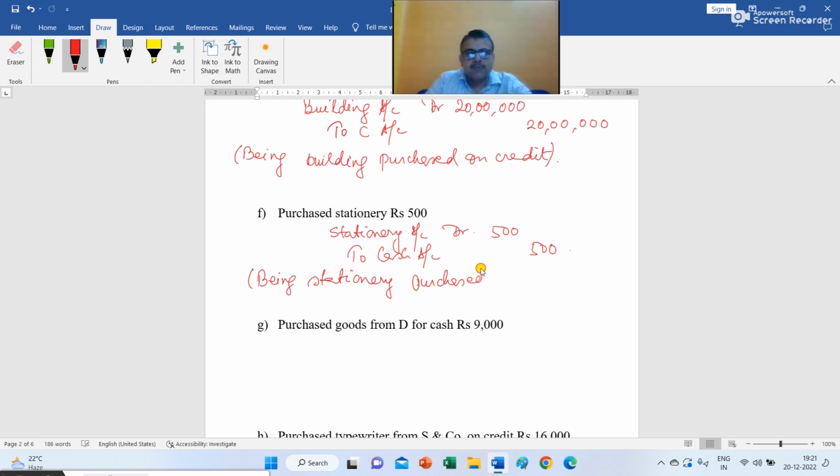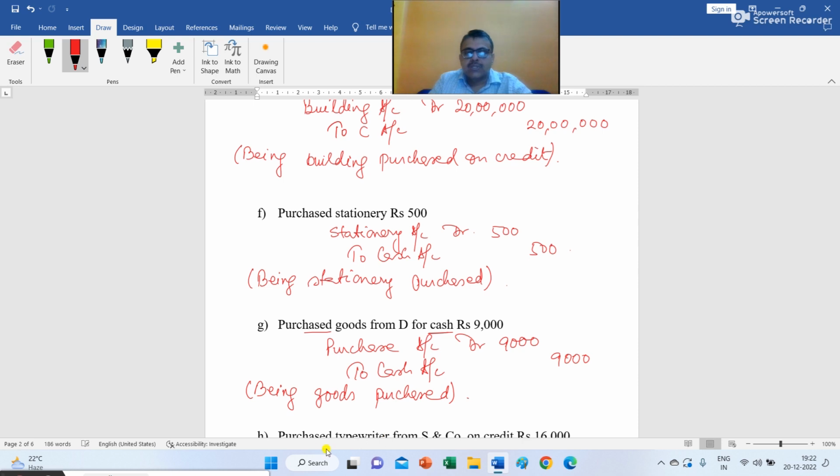Next transaction is purchase goods from D for cash. So here there was a payment made by cash for rupees 9,000 and it is relating to purchase of goods. So whenever there is a purchase of goods for cash, you need to write a journal, very simple: purchase account debit to cash account 9,000. Debit 9,000 and credit is given to 9,000. And what is the narration that you have to write? Being goods purchased.